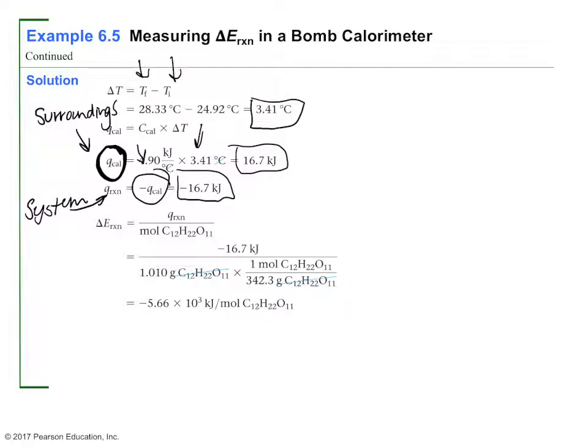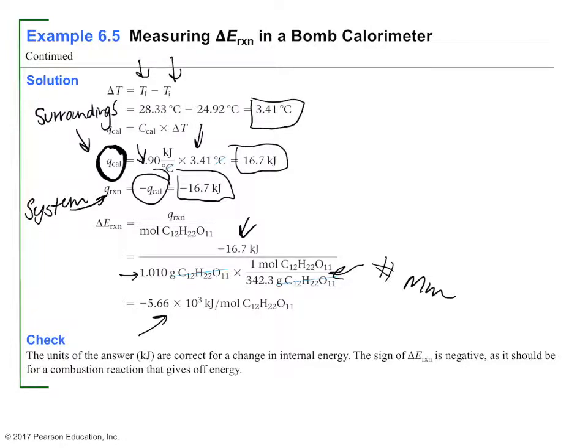Well, now we know that there are negative 16.7 kilojoules, and we know that there's 1.10 grams. That's what we're given. This is our given mass, right? And we find the number of moles by dividing by the molar mass. They basically did 2 different steps. So they found the amount of moles here using the molar mass, okay? And then they took the amount of kilojoules and divided by the number of moles that they got, and they got negative 5.66 times 10 to the third kilojoules per mole. So the units in the answer are correct.